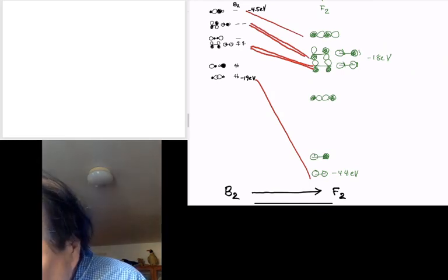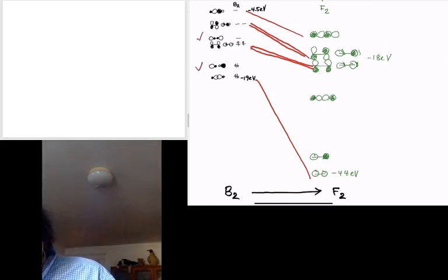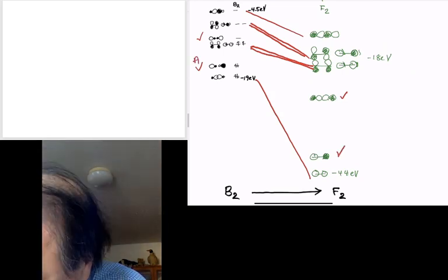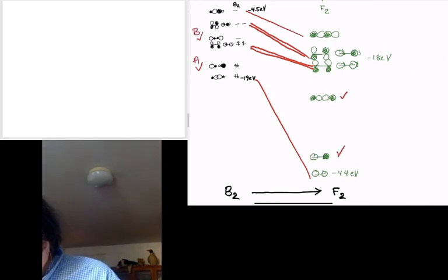There are just 2 remaining orbitals that we haven't looked at. We haven't determined where they go. This one here and this one here. Here, I'll give them names: A, B, 1, and 2.